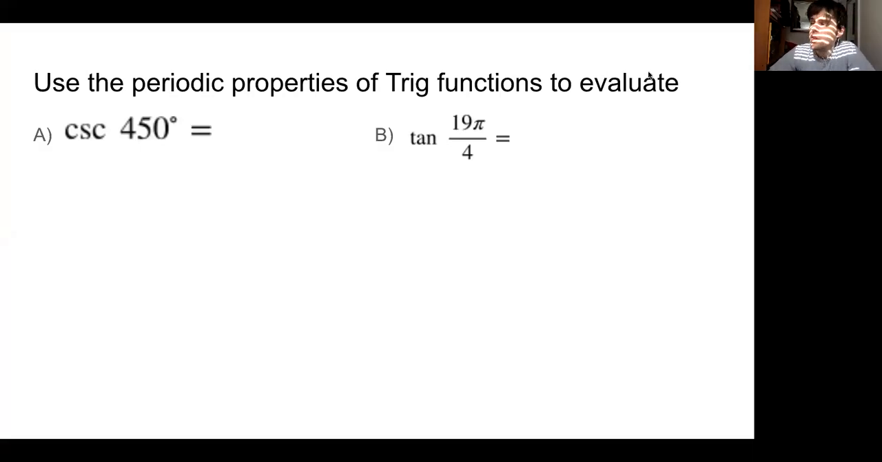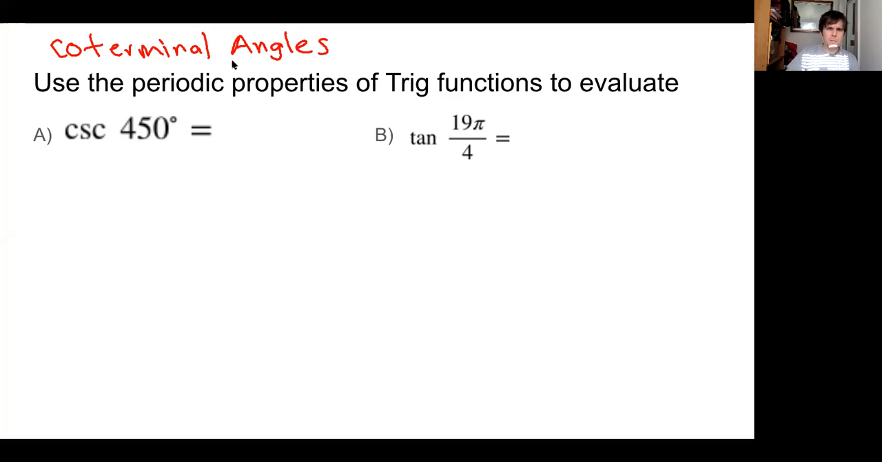All right, so we're going to go ahead and go over some examples of using these properties of the trig functions. So first we're going to start with the periodic properties. I really want to draw your connection to these periodic properties, also to the concept of coterminal angles. This is something that we've already talked about quite a bit, and these things are very, very similar. In fact, for our functions that have a period of 2 pi, it's exactly the same concept.